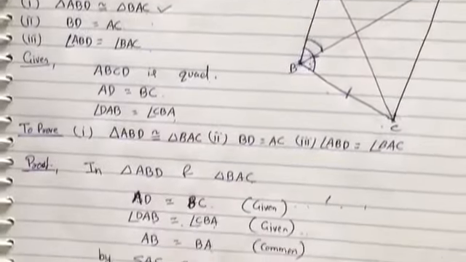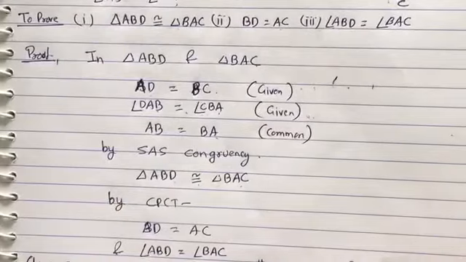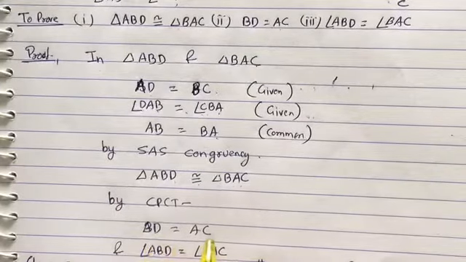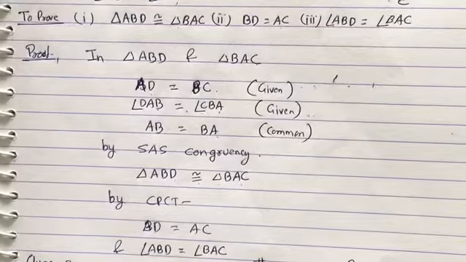Okay, write down all these things by CPCT. By CPCT BD is equal to AC and angle ABD is equal to angle BAC. This is the complete proof of this question. Okay.